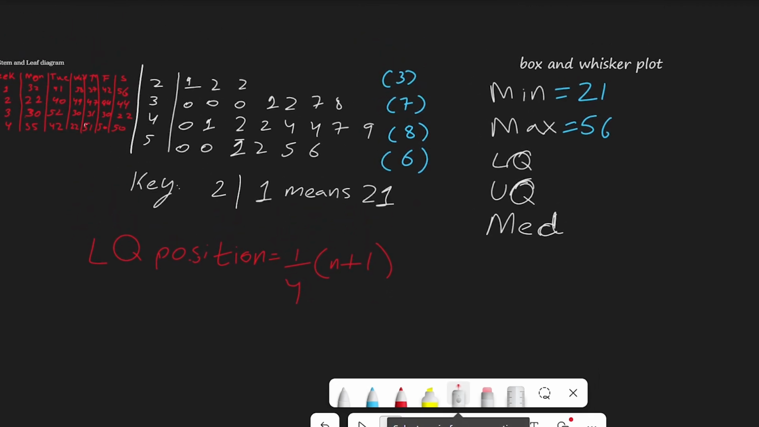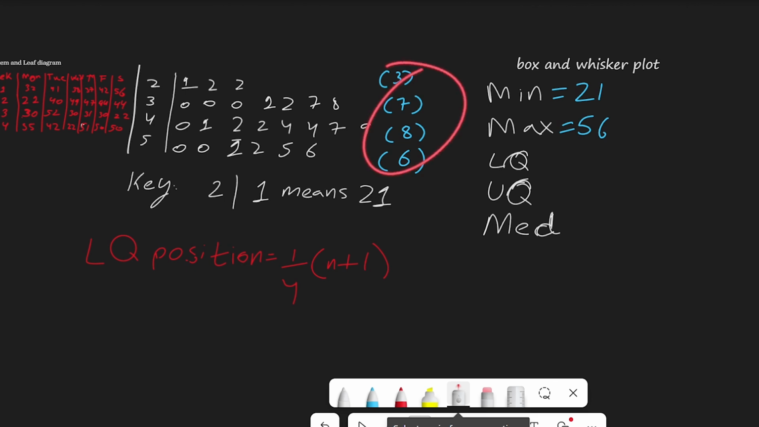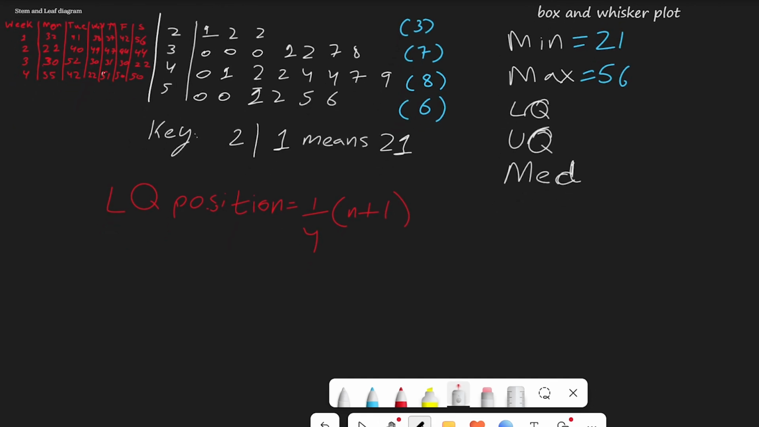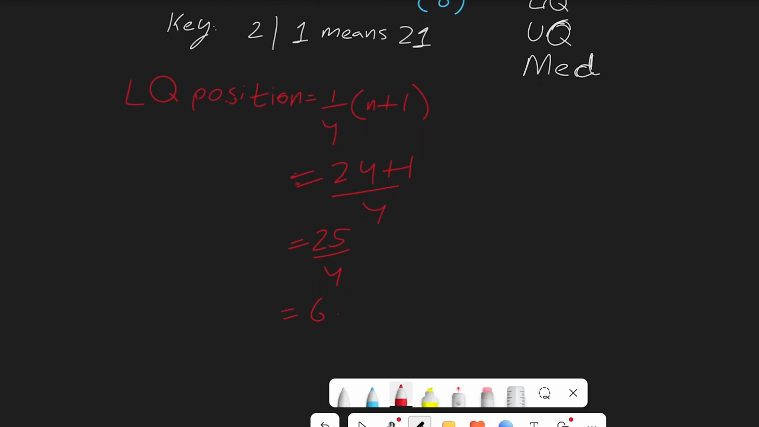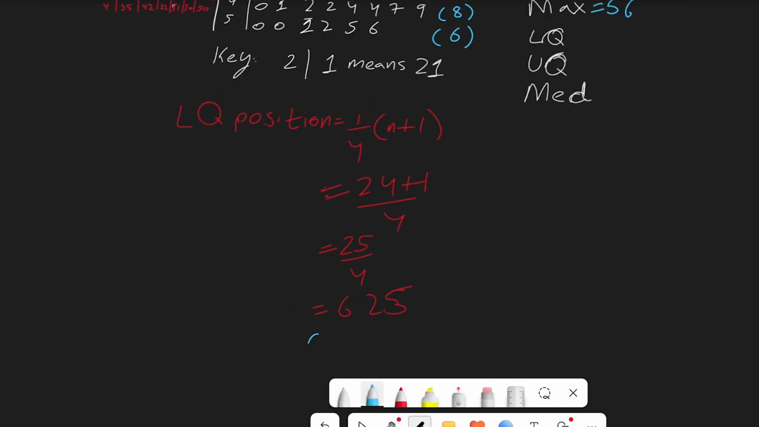Okay, so what is n? It is the sum of all these, and that would be 10 plus 8 is 18, plus 6 is 24. Okay, 24 plus 1 over 4 is equal to 25 over 4, and that is 6.25. Okay, so that means we have to find the lower quartile in the 6th and 7th position, because this is the position, and that is not the value.